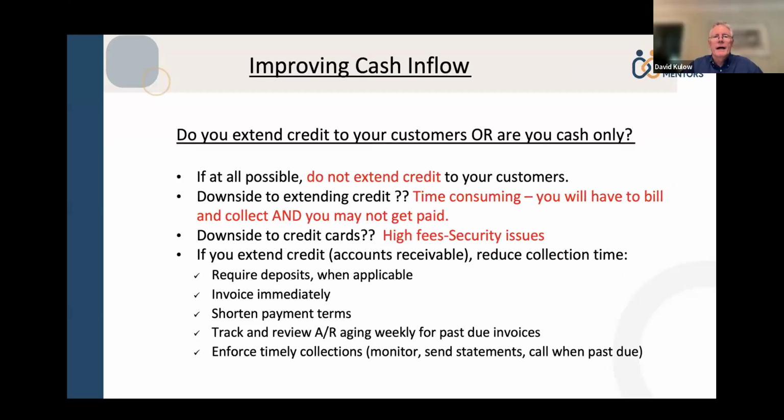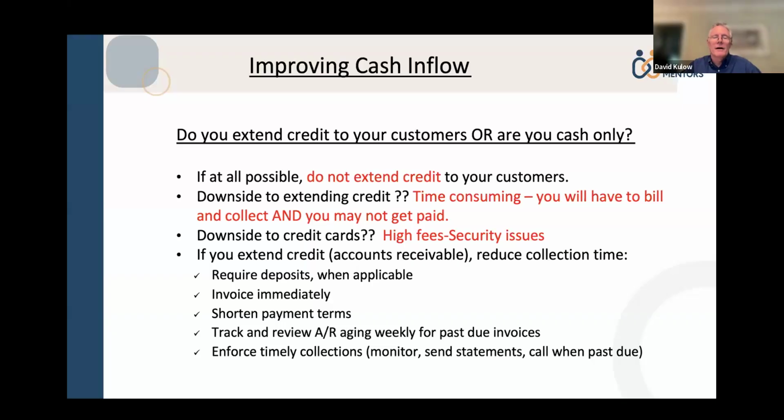Improving cash flow. Do you want to extend credit to your customers or are you a cash basis one? And Gloria likes to really emphasize this: if at all possible, do not extend credit to your customers. There's a downside to it. It takes time to collect it. It takes effort. You sometimes have to have staff to help make the calls, or outsource it at a cost to help collect the payments.